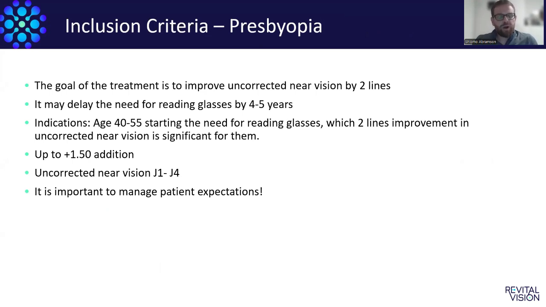Now the Presbyopia program. The goal of the program is to improve uncorrected near vision, which can delay the need for reading glasses by about 4 to 5 years. Patients should have up to a 150 addition and uncorrected near visual acuity between Jaeger 1 and Jaeger 4. Patients with near visual acuity worse than Jaeger 4 will also improve near vision, but 2 lines of improvement will probably not be enough to read small text without reading glasses. It's essential to manage expectations with the patients, as this is not a permanent solution, but a temporary one, as presbyopia progresses throughout the years.